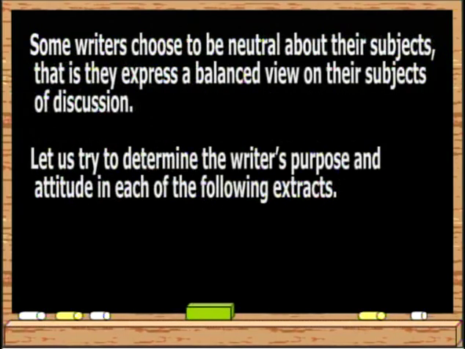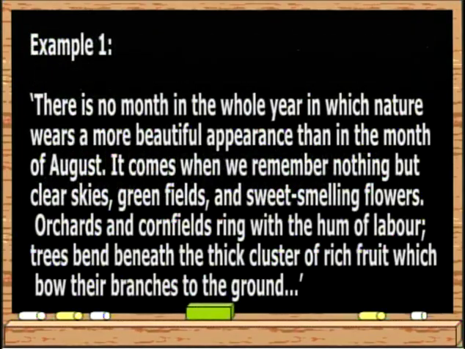Some writers choose to be neutral about their subjects. That is, they express a balanced view on their subjects of discussion. Let us try to determine the writer's purpose and attitude in each of the following extracts. Example 1.